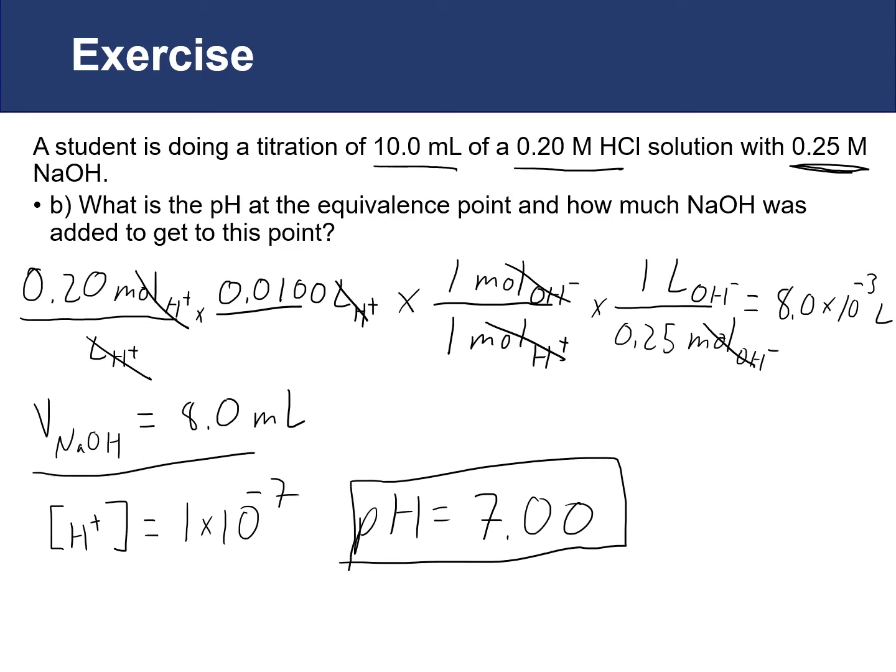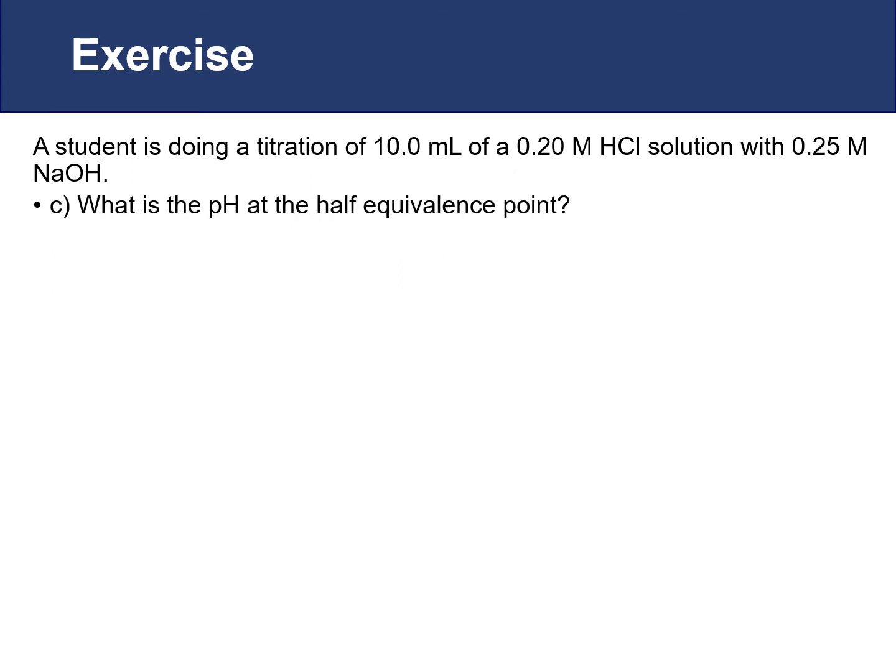So that's our pH, and that is the amount of base that we have to add. Next, we're going to find the pH at the half equivalence point. In our previous problem, we worked out the volume to get to the equivalence point. The volume to get to the half equivalence point is 1/2 of that value.